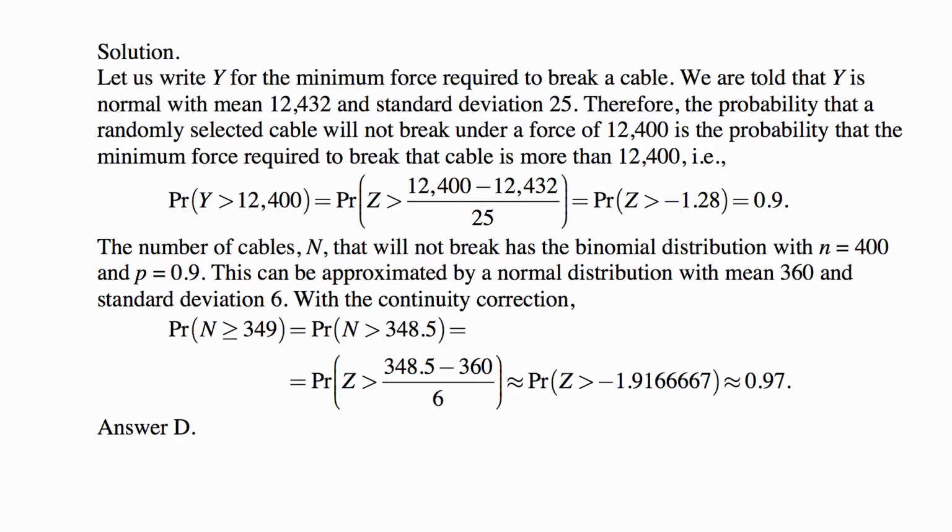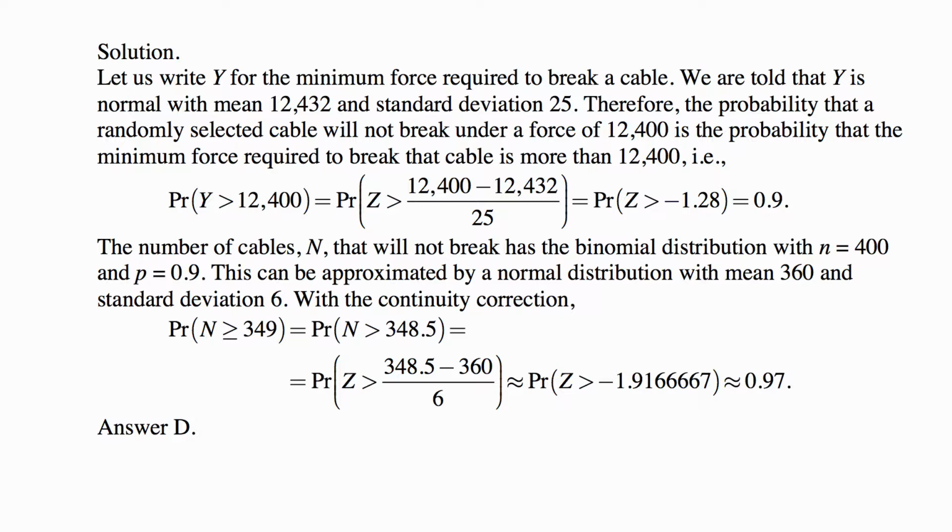So each cable is like a Bernoulli trial with a probability of success, that is not breaking, of 0.9. And then the number of cables that will not break has the binomial distribution with n equal to 400, because we're looking at 400 cables, and with every one of them we want it to not break. So we want success, which has probability 0.9. So we want the probability that n is greater than or equal to 349, at least 349 successes out of 400 attempts.